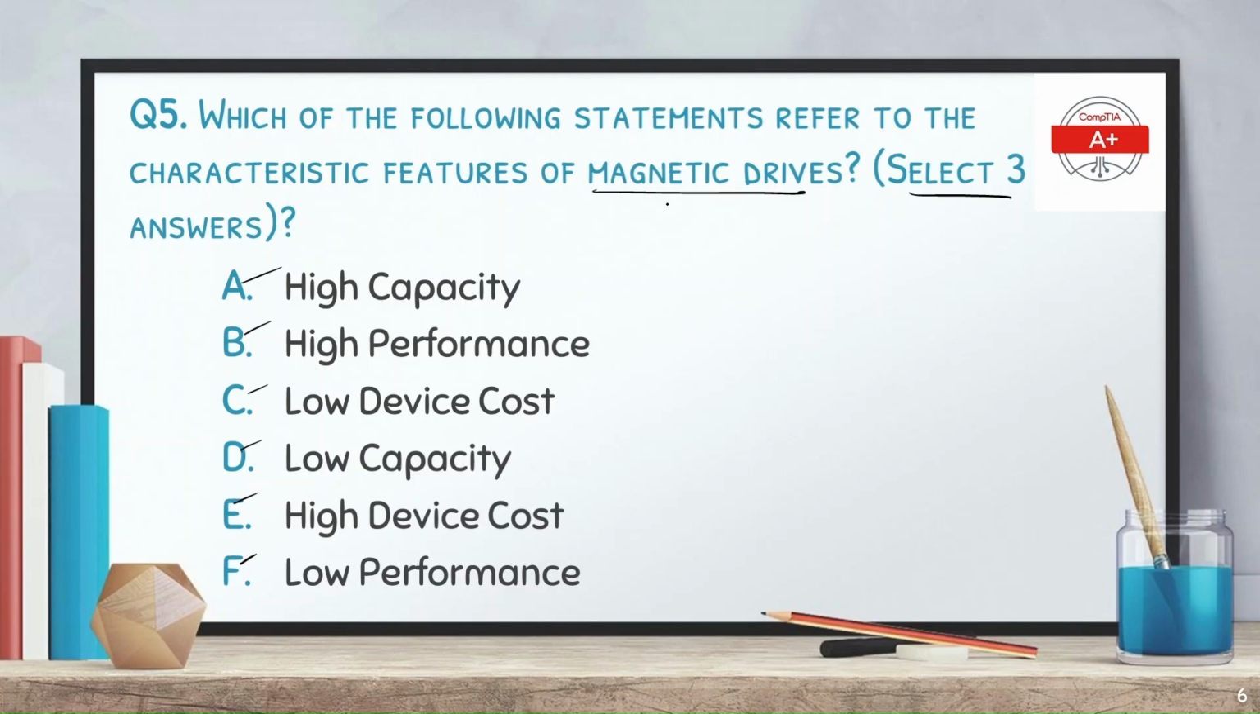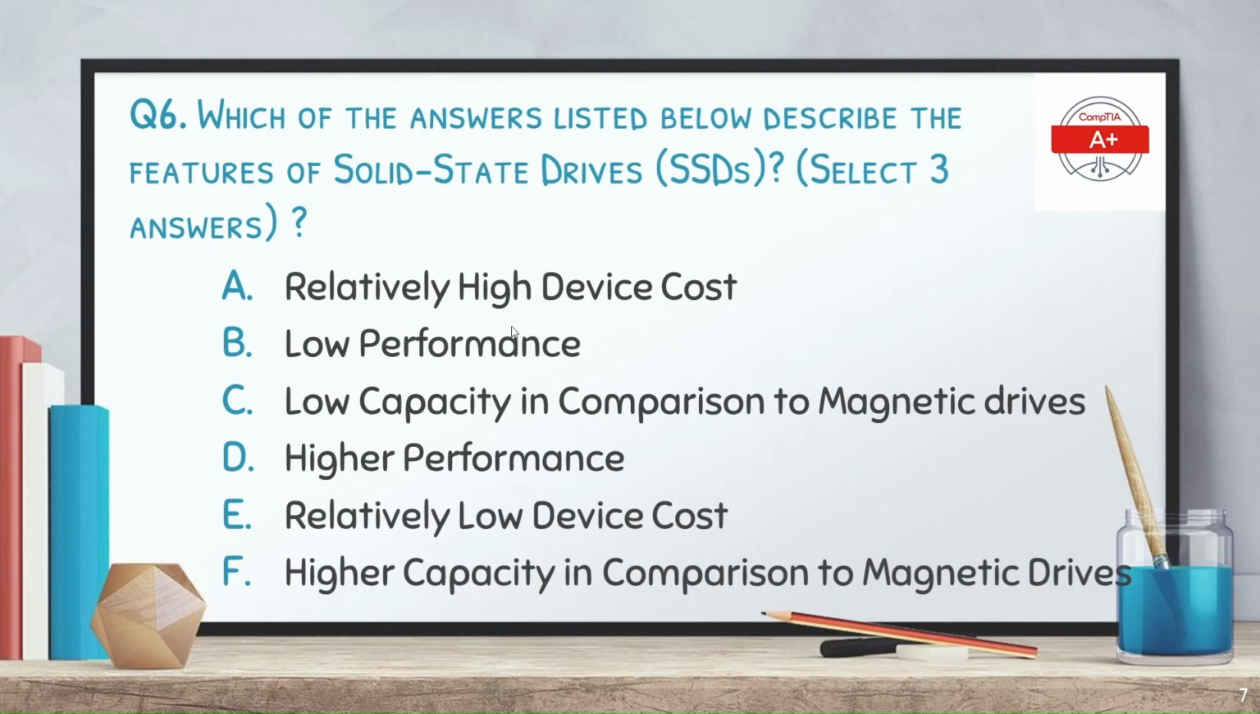And the correct options are: the magnetic drives have high capacity, they have low cost as compared to other devices such as the SSD, and they also have lower performance.